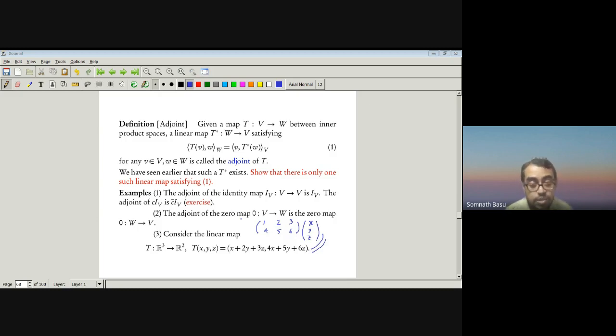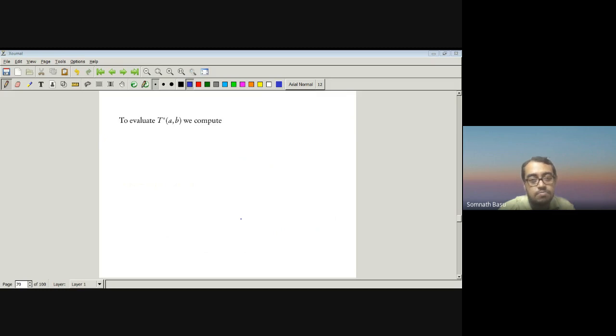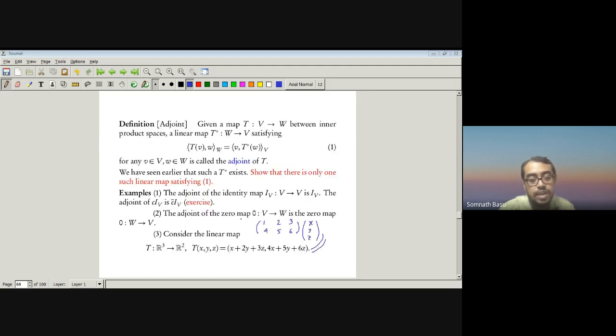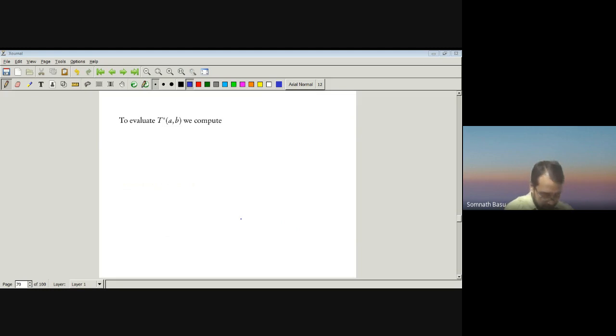So the question is, what is the adjoint T star, not the dual T star, the adjoint T star from R2 to R3? Okay, let's see. What are we after? We have to compute T star of (a, b), correct? So we have to compute, let's put it this way, T star from R2 to R3.